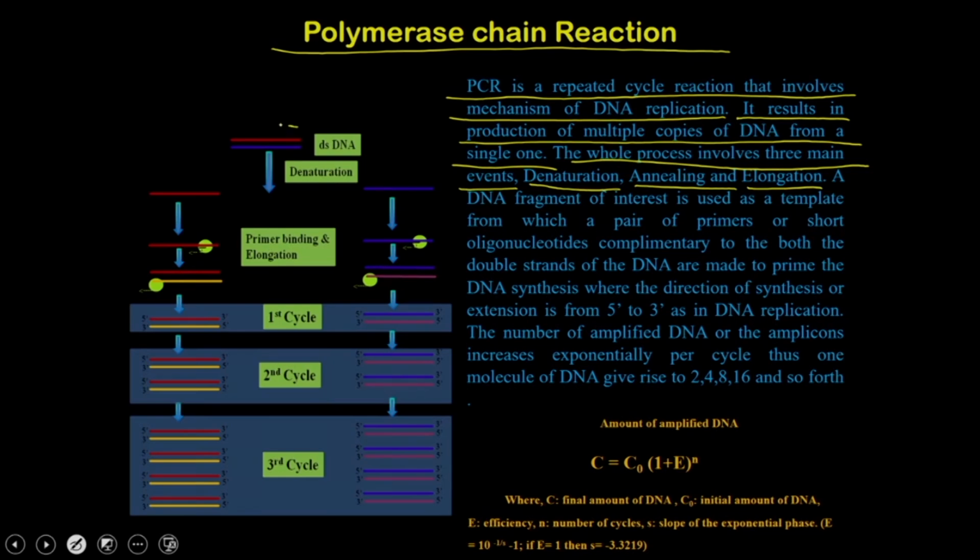So, imagine you start with an original copy of double stranded DNA. Under denaturation, when you heat the sample to 95 degrees Celsius, the two strands of the original copy are separated, giving you two strands. Now you enter the annealing phase, where you lower the temperature so that the primers can bind.